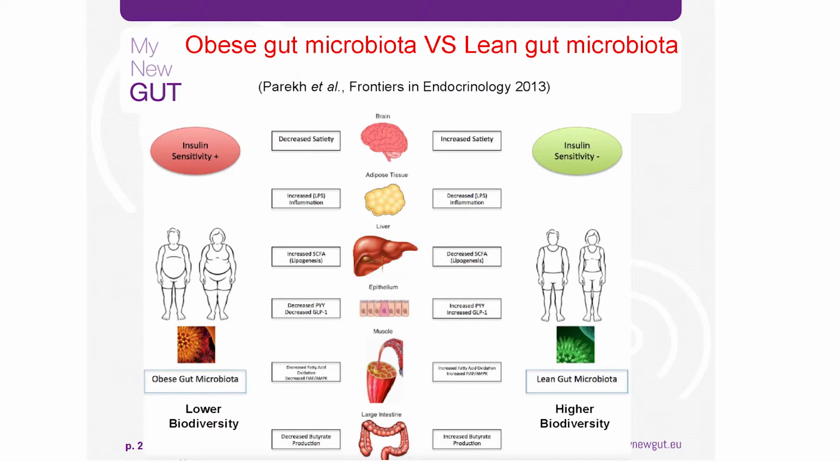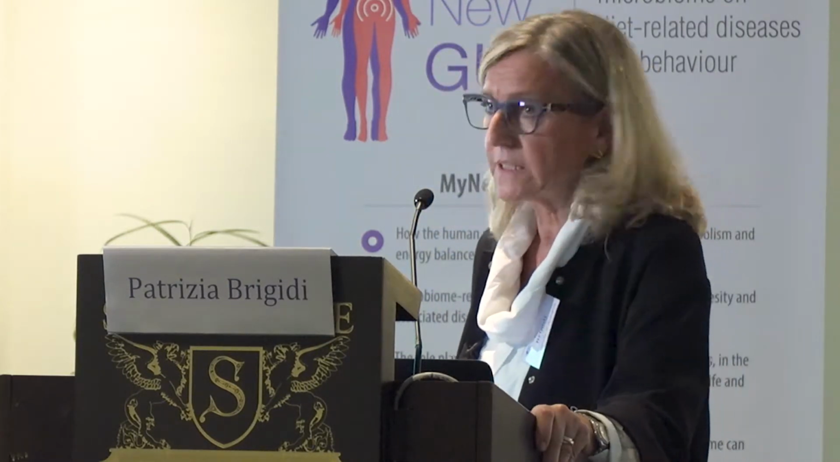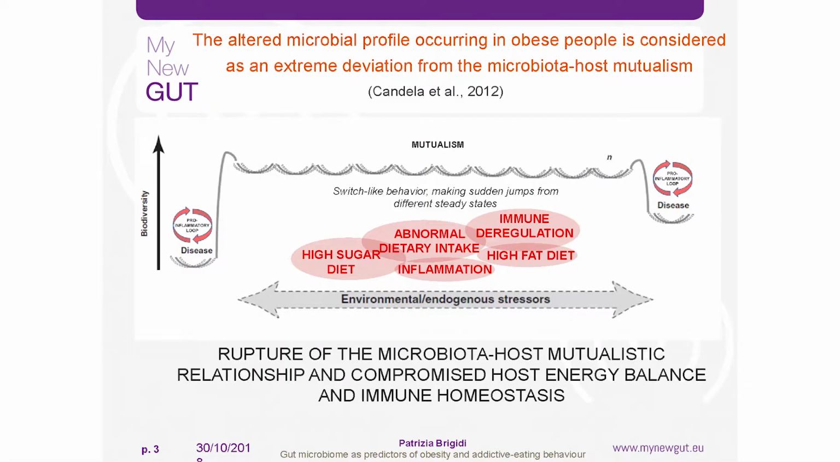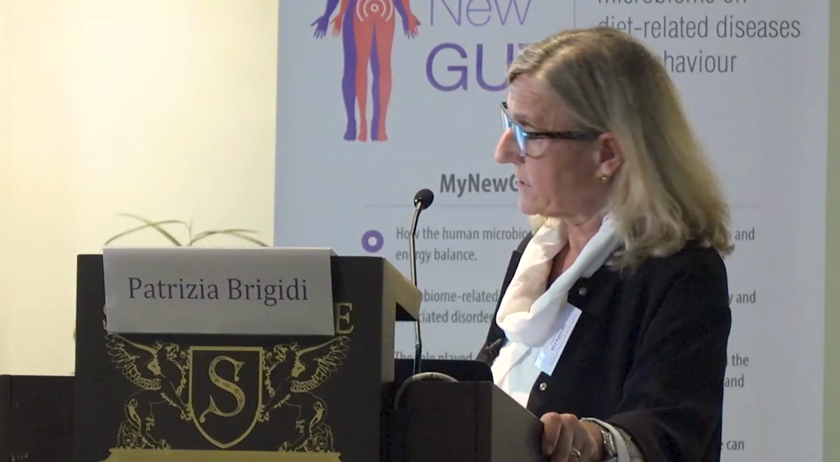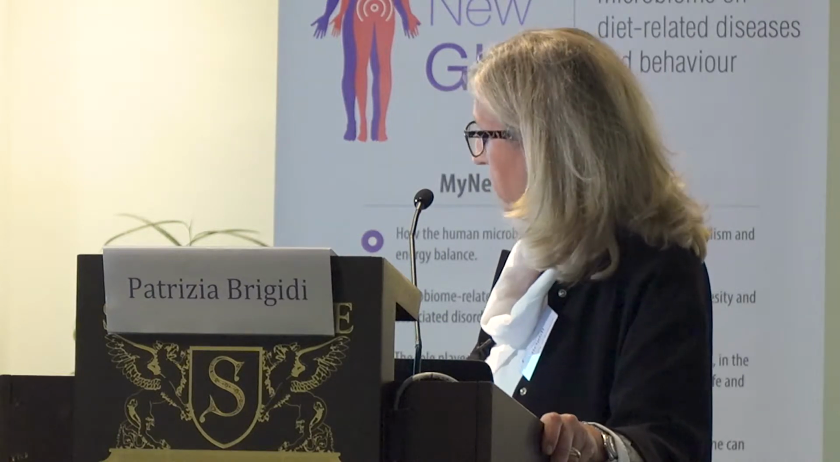Briefly, I would like to start my presentation with some statements. We know that obese people show a different metabolic and physiological configuration with respect to normal weight people, and we know also that they are characterized by a lower biodiversity. It has been suggested that this altered biotic profile of the microbiota can play a role in the rupture of the symbiotic relationship between microbiota and the host, supporting a compromised host energy balance and host immune homeostasis.